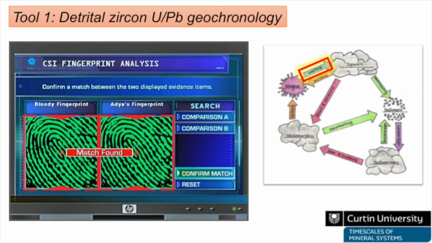So our first toolkit, if you like, is very much like matching our fingerprint. It's telling us about the crystallization of a zircon grain from a magma. So we've got a molten silicate liquid here that crystallizes and solidifies and forms little zircon grains. Those little zircon grains on cooling produce our igneous rock.